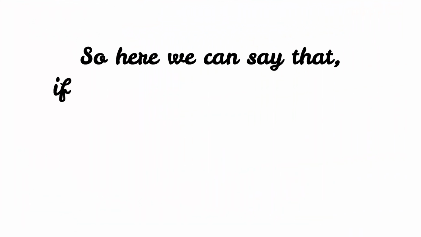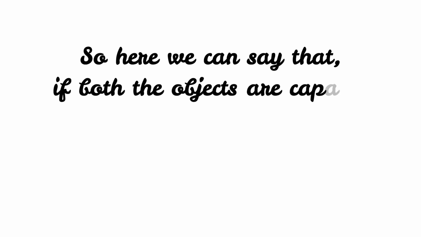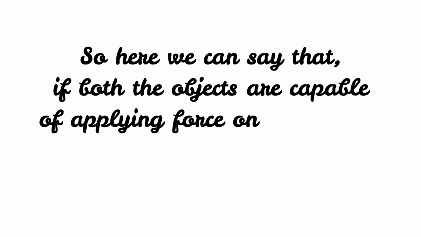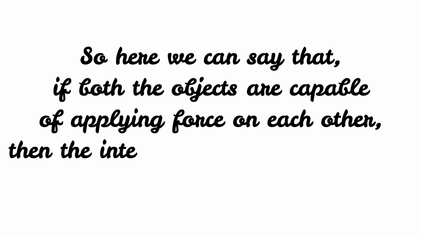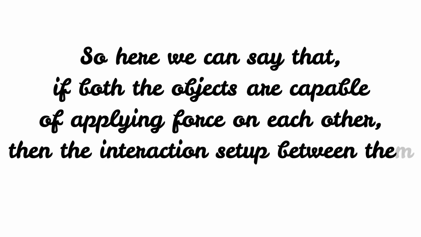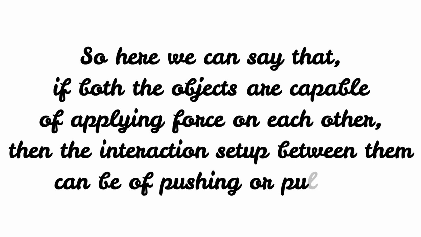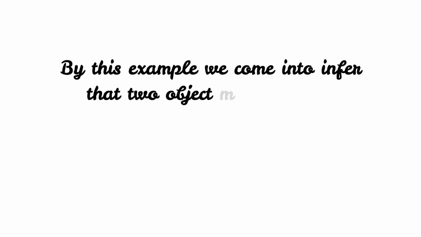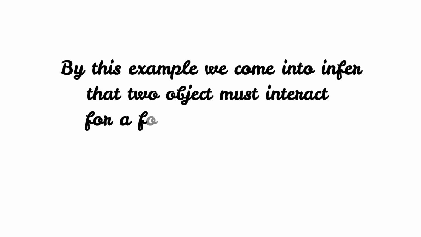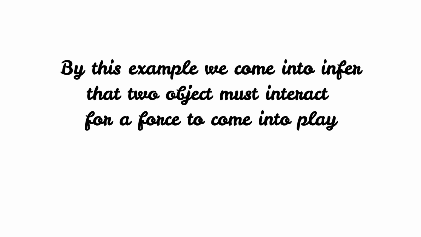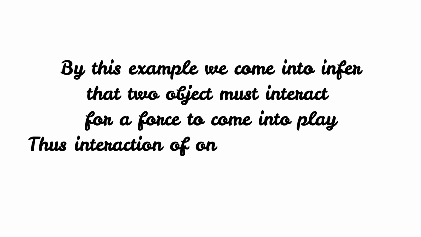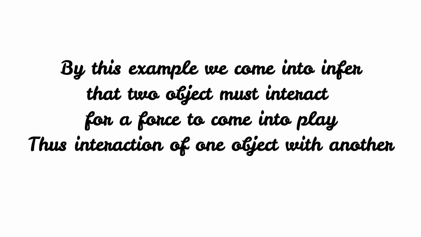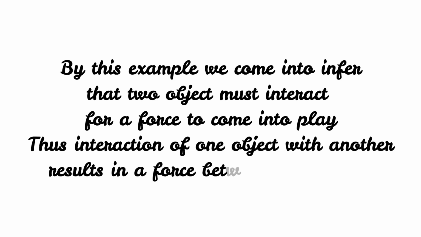So, here we can say that if both the objects are capable of applying force on each other, then the interaction set up between them can be of pushing or pulling. From this example, we can infer that at least two objects must interact for a force to come into play. Thus, an interaction of one object with another object results in a force between the two objects.